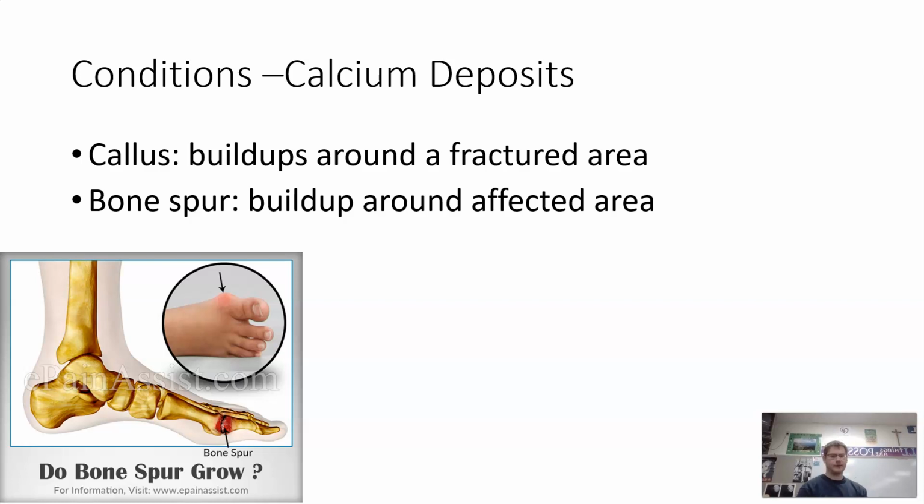Calcium buildups around a fractured area. So there's a fracture, so your bone's breaking and your body is putting in calcium, but not all of that calcium is getting used to help heal the break. Some of it's going into other areas. And a bone spur is just a buildup around the affected area, so there's no break with a bone spur.